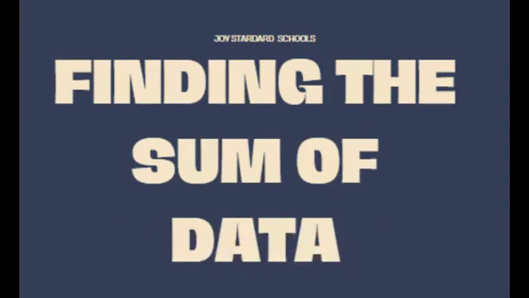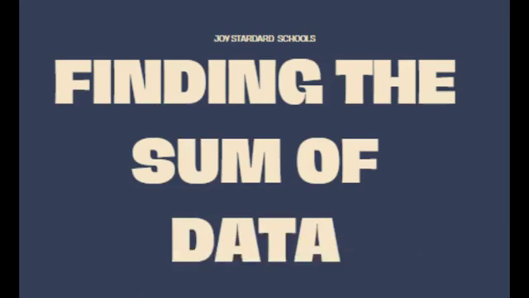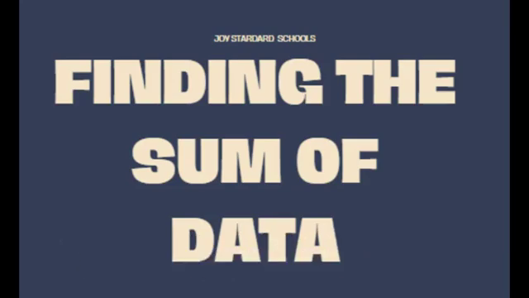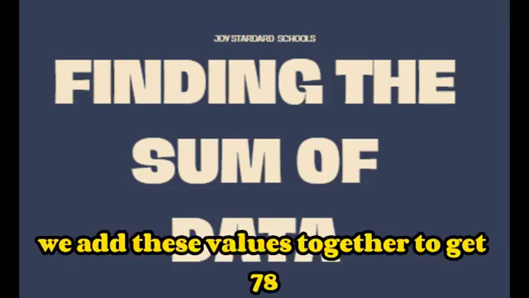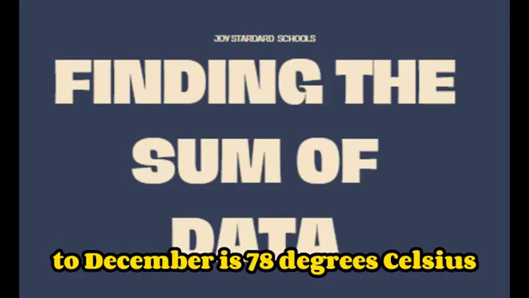For example, let's say we need to find the total weather temperature from October to December. The data given is 19, 39, and 20. We add these values together to get 78. Therefore, the total weather temperature from October to December is 78 degrees Celsius.